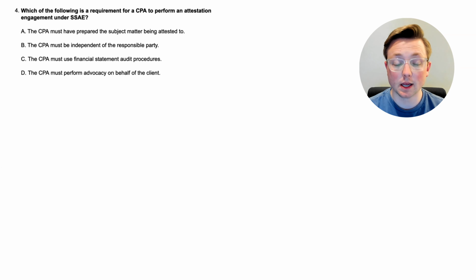So let's go through the options. Option A, the CPA must have prepared the subject matter being attested to. Option B, the CPA must be independent of the responsible party. Option C, the CPA must use financial statement audit procedures. Or option D, the CPA must perform advocacy on behalf of the client.